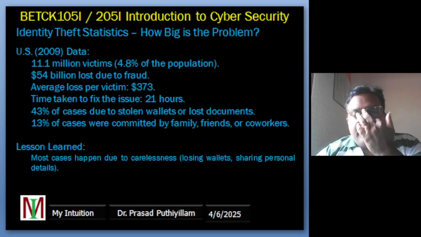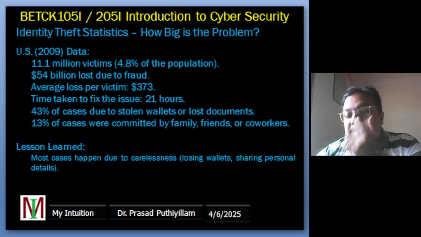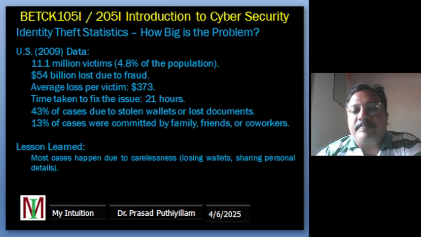Identity theft statistics. Okay, the textbook gives the statistics of the United States for 2009, which I have given here. In the year 2009, there were around 11.1 million victims, that is around 4.8 percent of the entire population, attacked by identity theft. That is around $54 billion lost to fraud, and the average loss per victim is around $373.